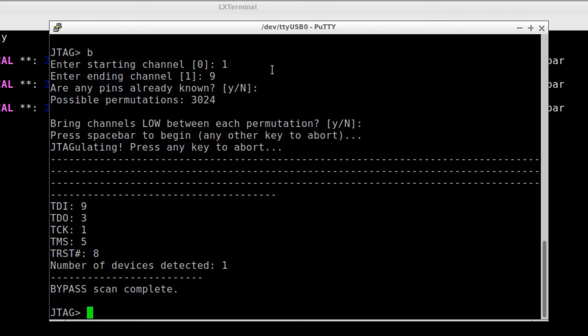TDI is at pin 9, TDO at pin 3, TCK at pin 1, TMS at pin 5, and test reset at pin 8. This optional pin was not listed on the JTAG pinout website.